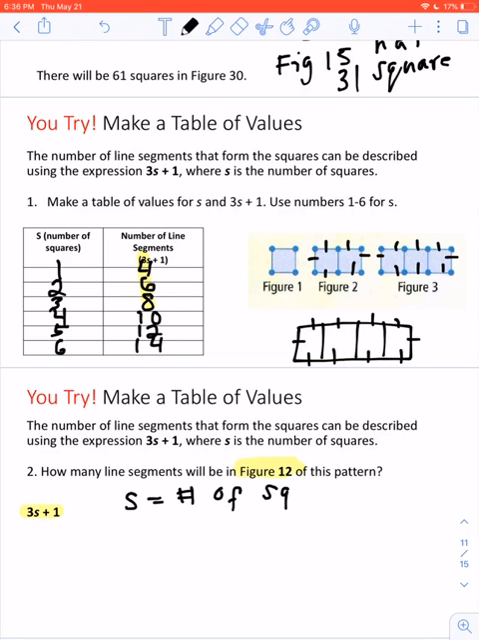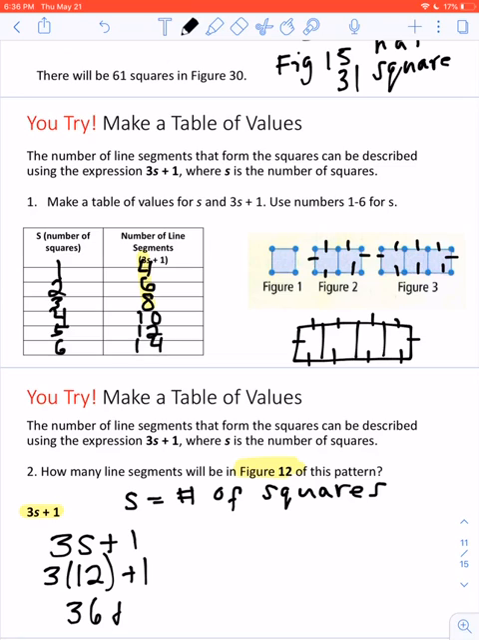Well, and I know figure 12 is going to have 12 squares. So I write out my formula, 3s plus 1, 3 times 12 plus 1. 36 plus 1 equals 37. What does 37 mean? It means that figure 12 is going to have 37 line segments. Okay?